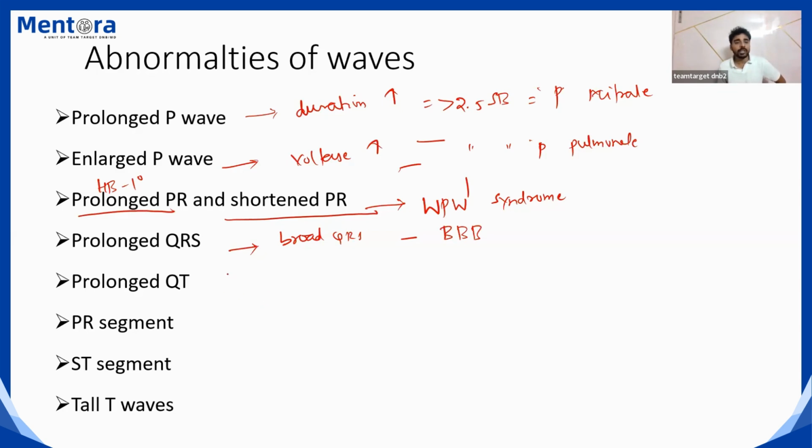And prolonged QT, you know already, it's more than 10 small boxes. Prolonged QT you see because of some drugs like antipsychotics. You also see it in some metabolic conditions like hypokalemia, all these things.